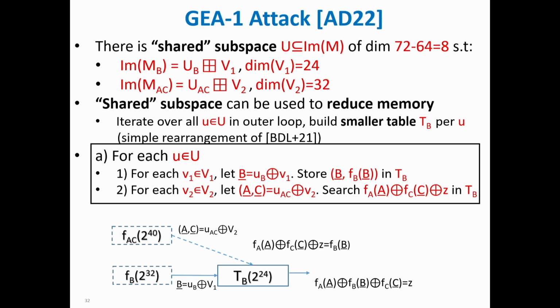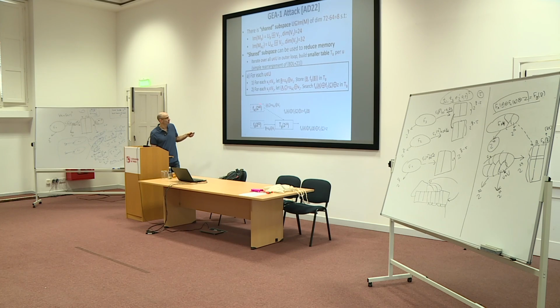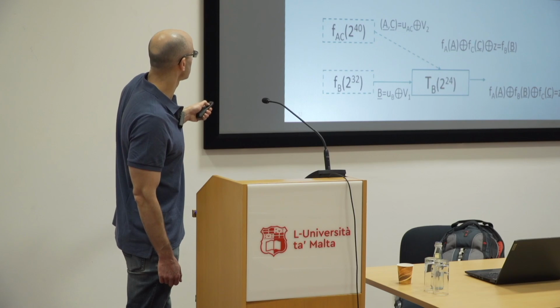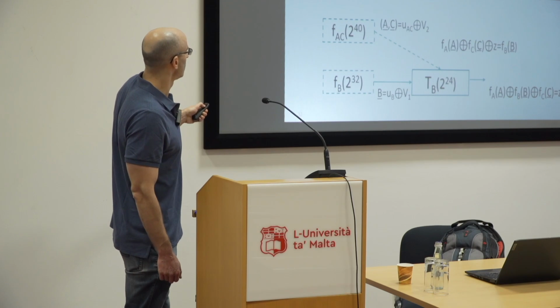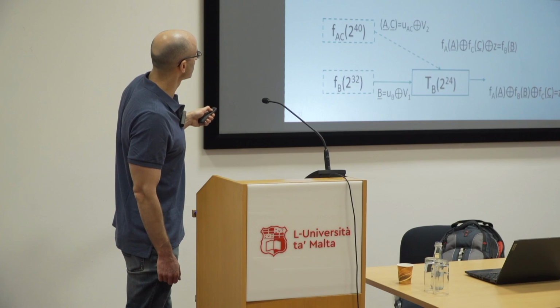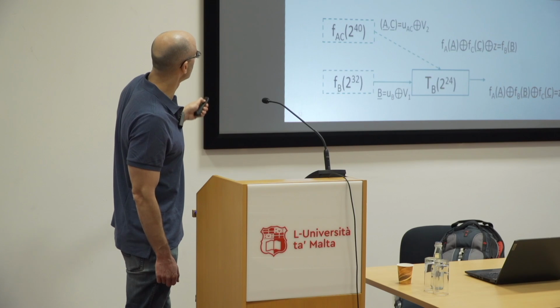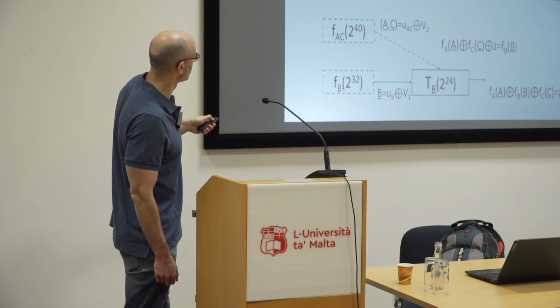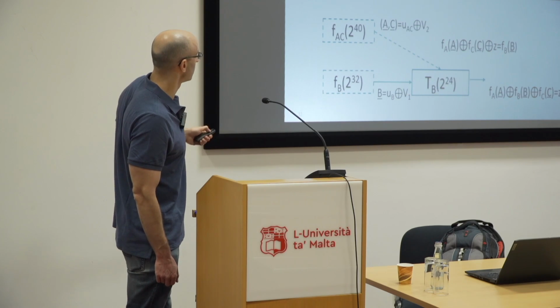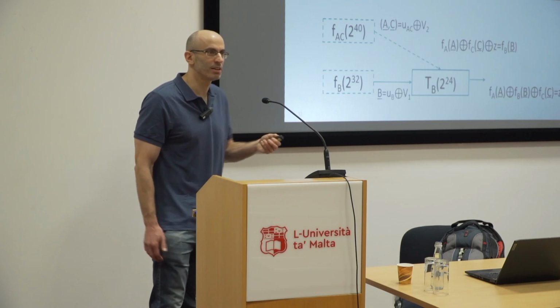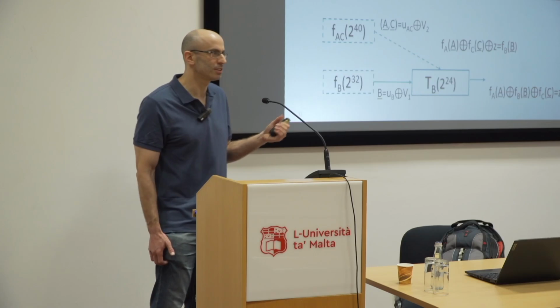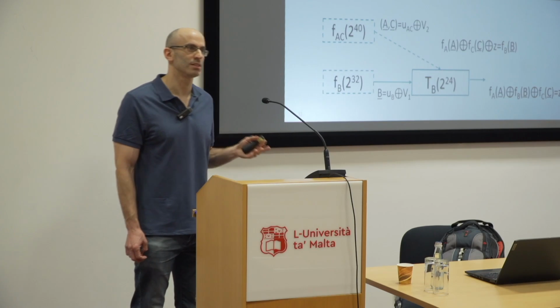Now we do a similar thing for AC. For each V in V2, the dimension of V2 is 32, so it's 2 to the 32 steps here. We compute the joint state A and C just by this relation, by XORing two vectors: U projected to AC XOR this current V2, and we search this relation in TB. So it's basically the same attack as before, just divided into 2 to the 8 pieces.